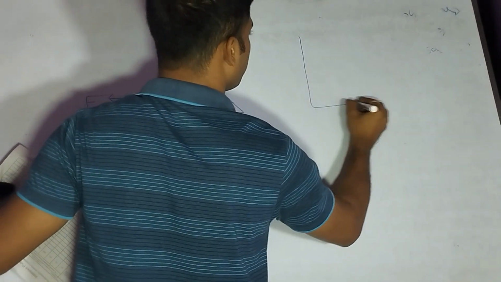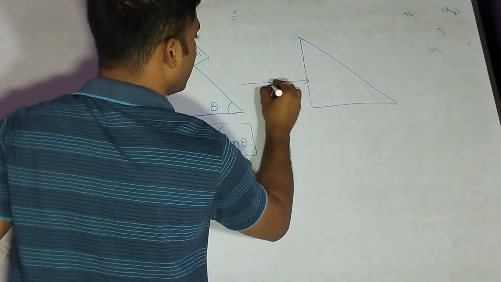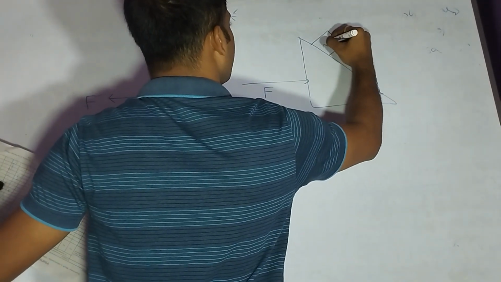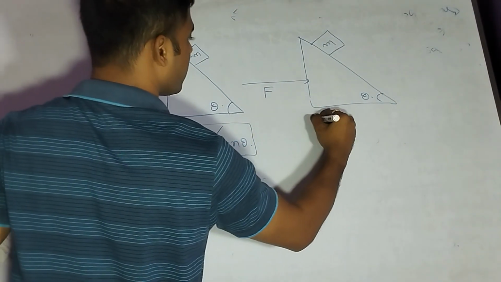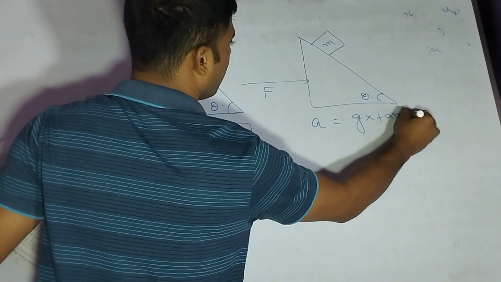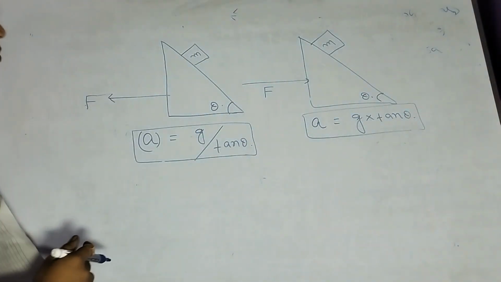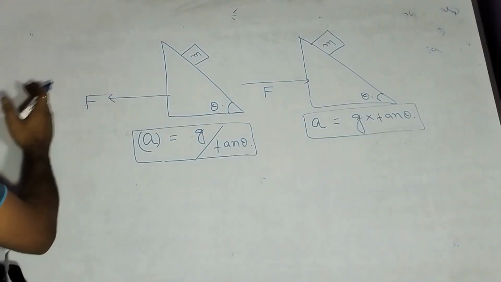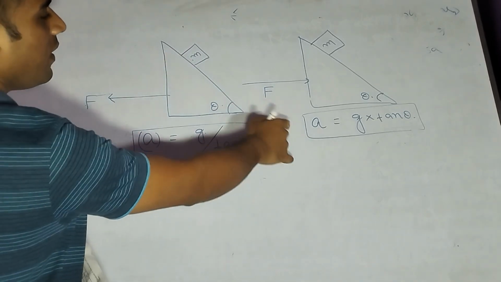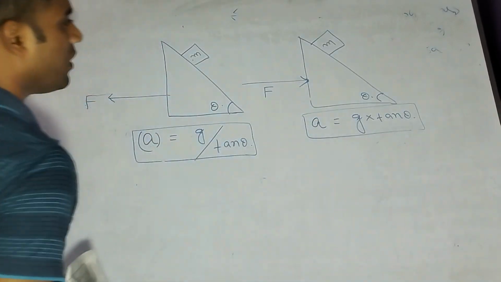If the force is directed in this direction, with angle theta and block mass M, then in this condition the acceleration is equal to g into tan theta. The equations fully depend on the direction of the force. If the force acts along the negative x-axis on the block, then the acceleration of the block is g by tan theta. If the force is applied along the positive x-axis, then the acceleration is g into tan theta.